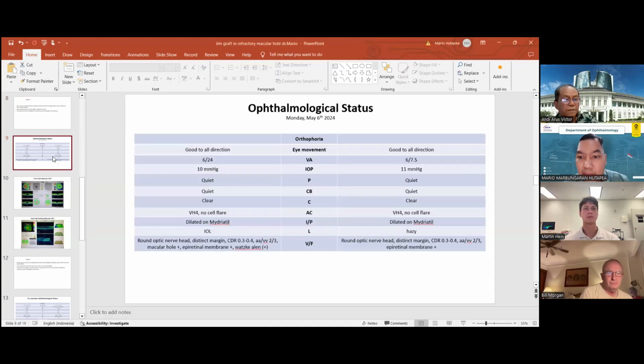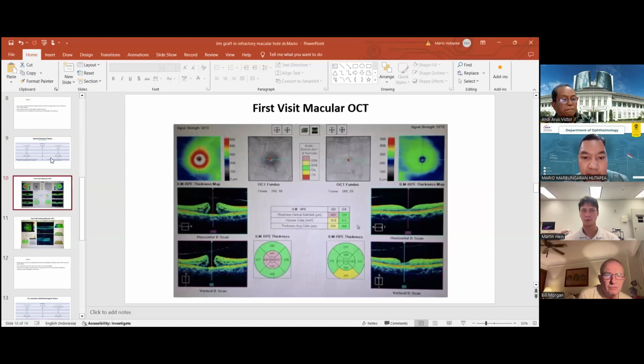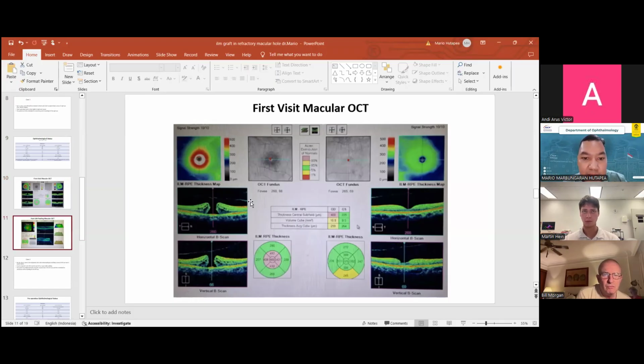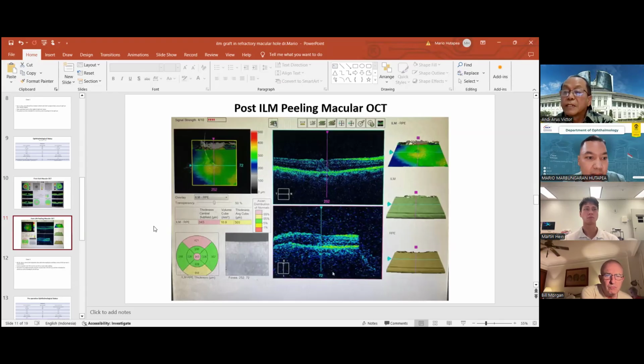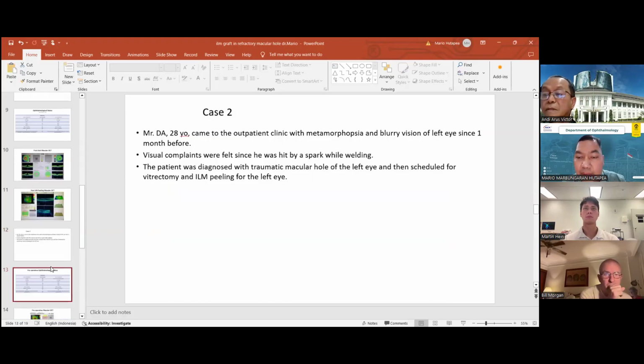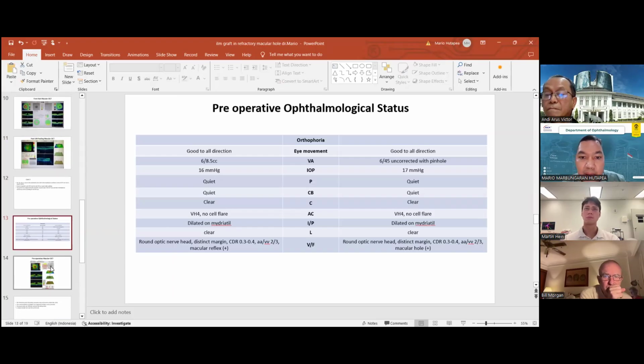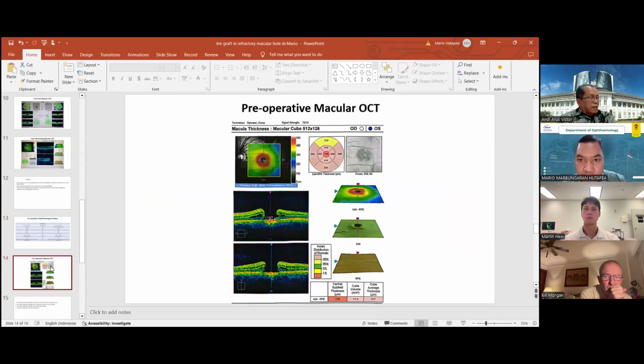There is a macular hole. This is the OCT preoperatively, and then we did the ILM free flap in this case, and after the surgery, the macular hole was already closed, only about 1 week after the surgery. So we did the ILM free flap in this case, and also the second case, a trauma case. The visual acuity is 6/45. And this is the preoperative OCT.